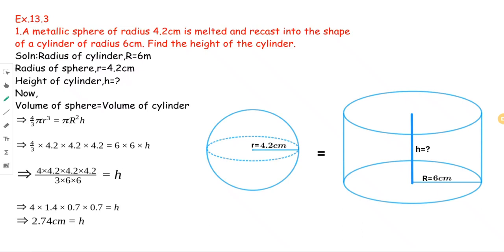Alright, we'll be starting 13.3. The first question: a metallic sphere of radius 4.2 is melted and recast into a shape of a cylinder of radius 6 centimeter. They're asking us to find the height of the cylinder.